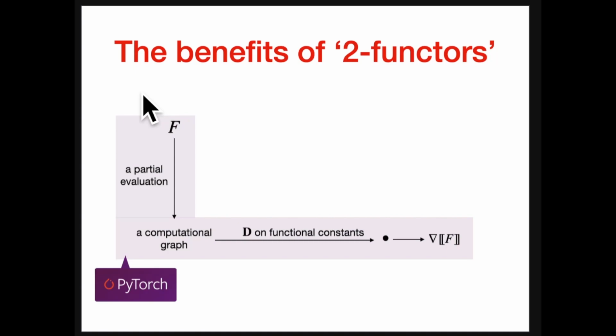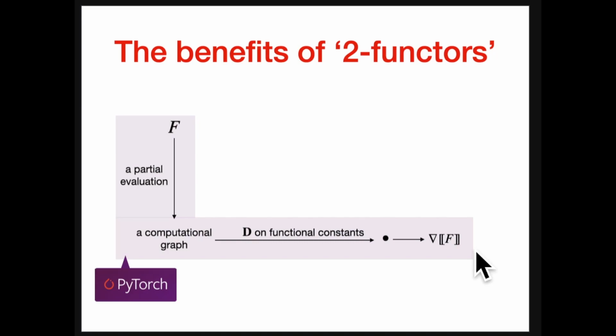And now, how does PyTorch apply AD to such a program? By following this schema. First, it partially evaluates the program to a first-order expression called a computational graph, that morally is just a composition of the basic functional constants appearing in F. And then it applies D to such a graph, getting a new program, which is called the new computational graph, and this time able to compute the gradient. Well, this is a possibility.